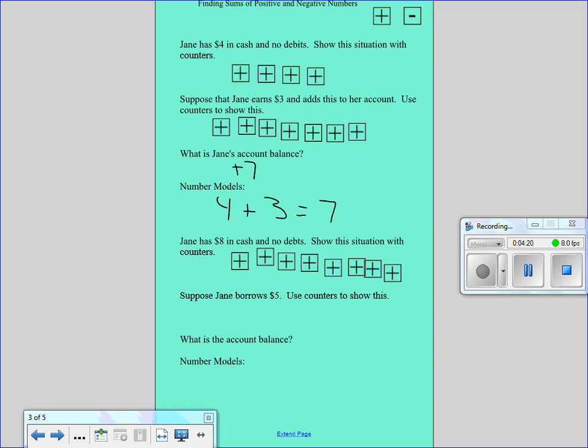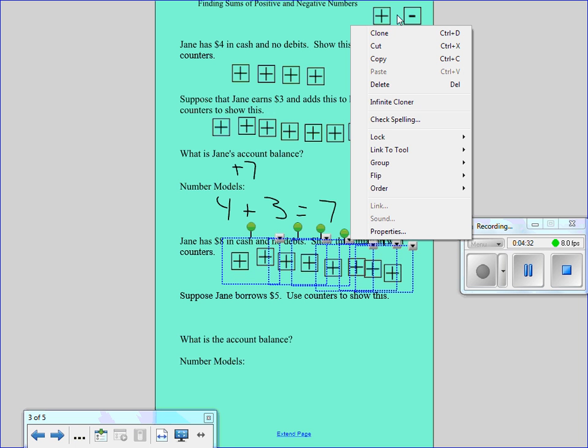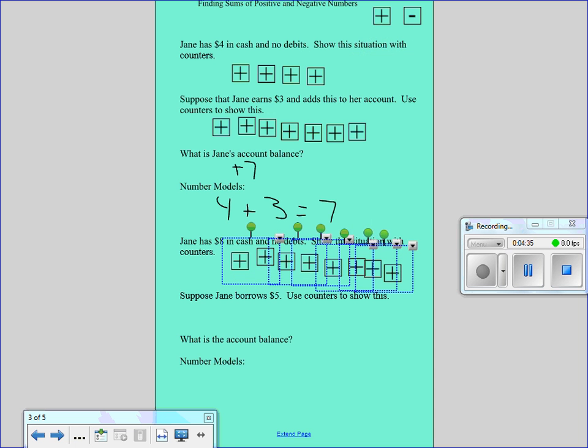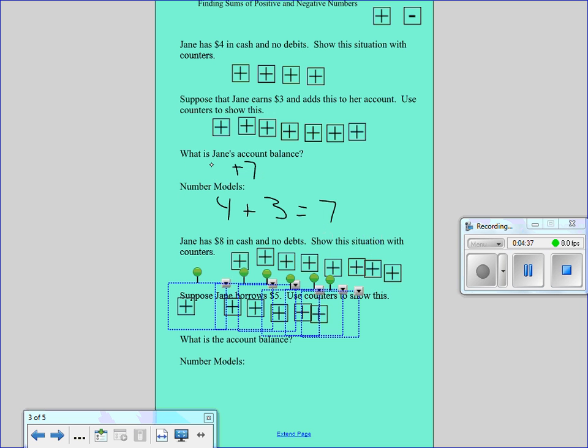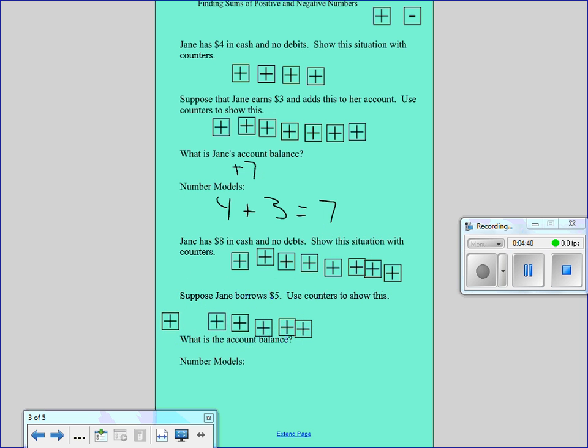Suppose Jane borrows $5. Use the counters to show this. So she borrows $5. So she had 8, and she had to borrow 5. So I'm going to take these 8 so I don't have to drag them all again. 1, 2, 3, 4, 5, 6, 7, 8. Borrowed 5, so that means we're in the negative. -5. Okay. So what would her account balance be?